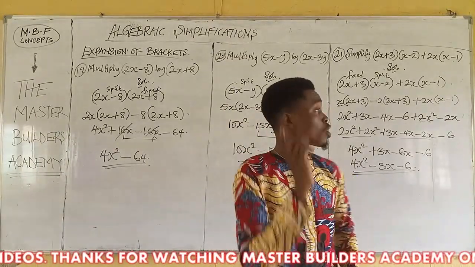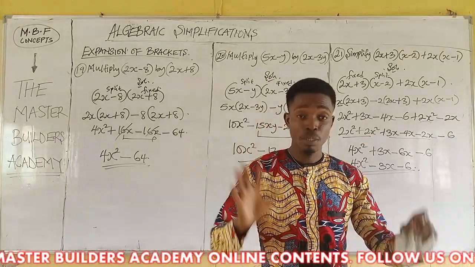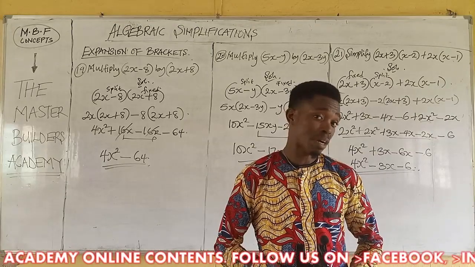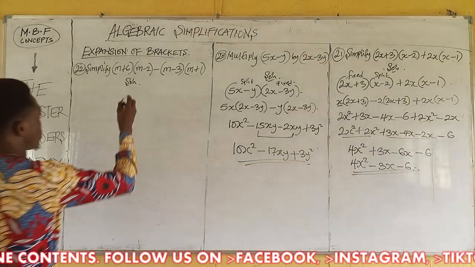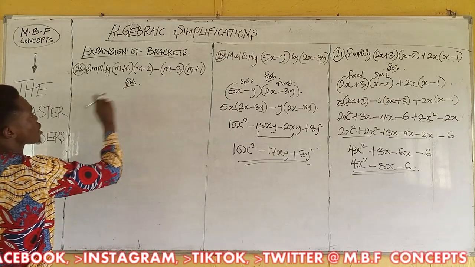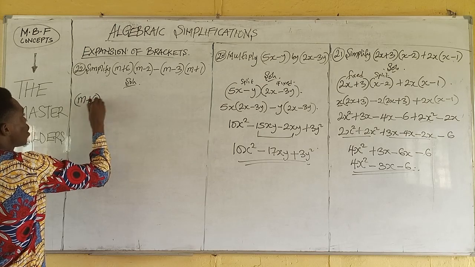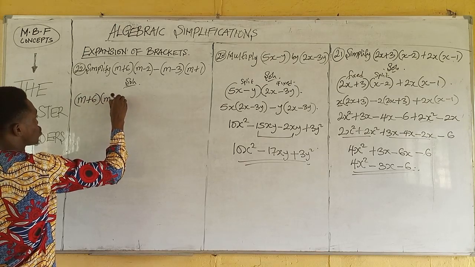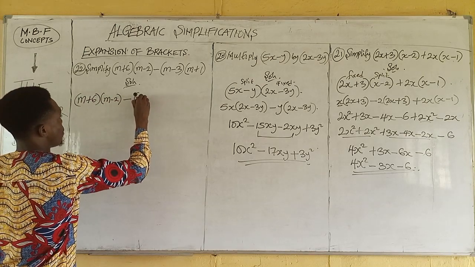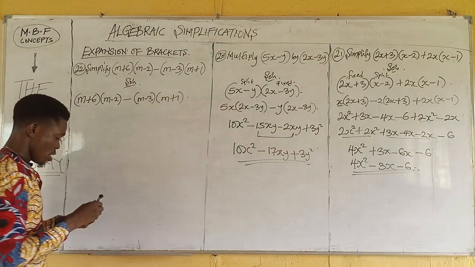Very, very easy. So now let's solve question number 22 so that we end it here for this particular session of our tutorial class. So now we finally have question number 22 here. Now we have the solution. For this question, we're given 6 m plus 6 multiplied by m minus 2 minus m minus 3 multiplied by m plus 1.